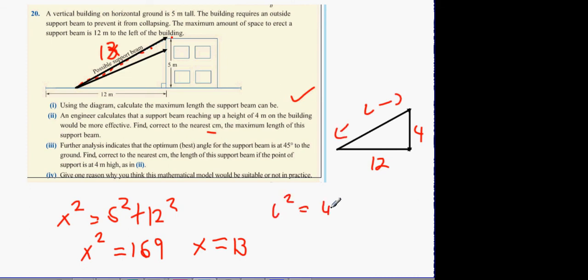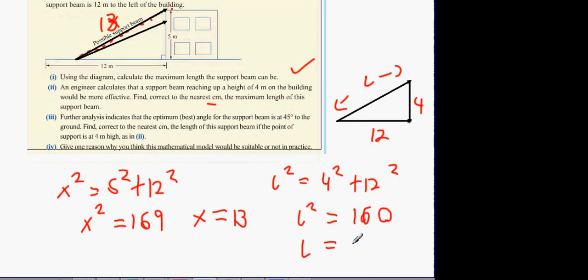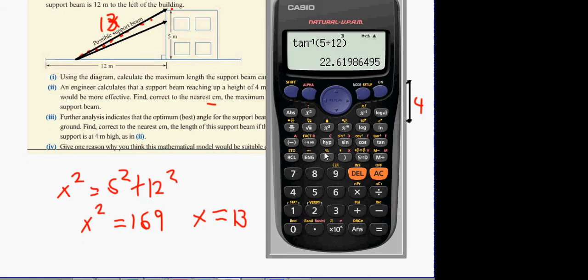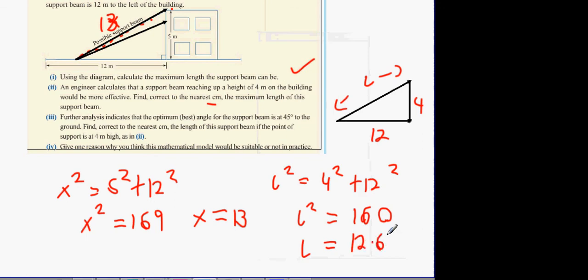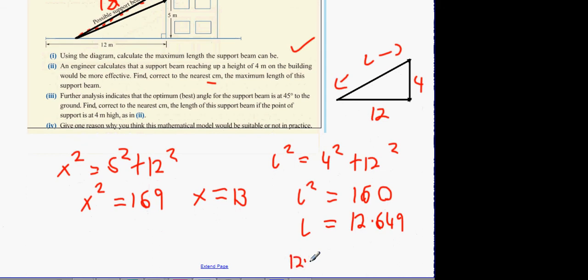L squared equals 4 squared plus 12 squared. L squared is going to equal 160, so L is the square root of 160. What's the square root of 160? 12.75. Is it? I'm guessing. Don't guess. 12.65, 649. Now guys, 12.649 is this. It's 12 meters, 65 centimeters.